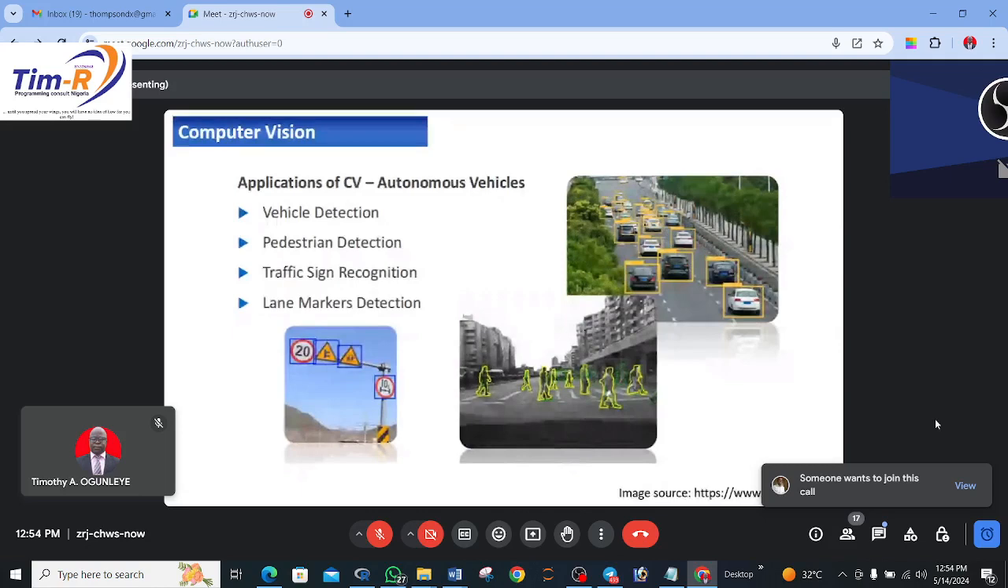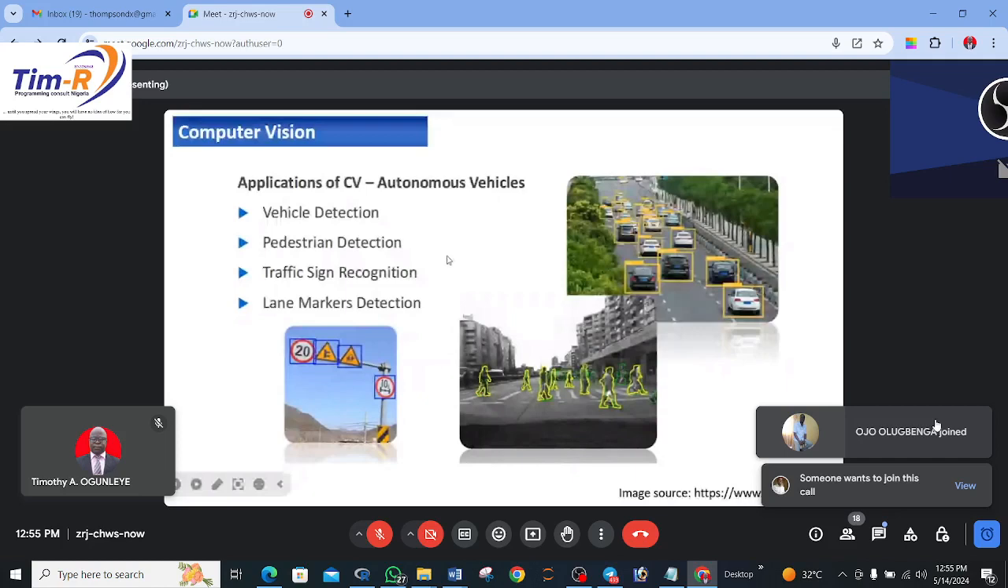All these things have to be in place: vehicle detection, pedestrian detection, traffic sign recognition, lane markers. All these things must be there so that an autonomous vehicle will be able to detect them and act based on them, like the traffic signs. An autonomous vehicle should be able to identify when the sign is red, yellow, or green and can go, and be able to identify if pedestrians are crossing, so the car won't drive and hit a pedestrian. So that's one application of computer vision.